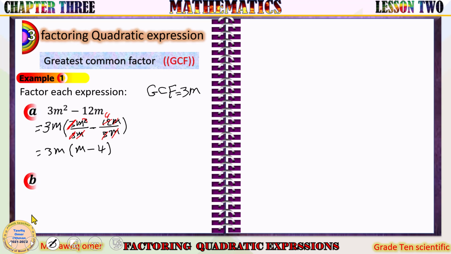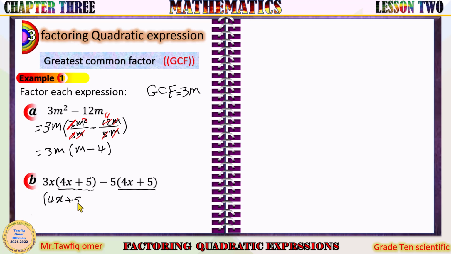B. As you can see here, we have two brackets. 4x plus 5, 4x plus 5 are the same. So write it down at the beginning. After that, open the bracket. This one is cancelling, remain 3x. Write down minus, and this one is cancelling, remain 5. This is how we factor using the greatest common factor.